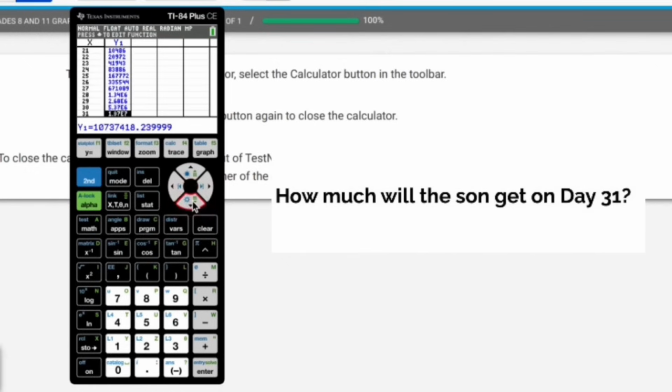Why are kids so freaking expensive? Look at that. Holy cow. That's $10 million. I don't have that kind of money. I'm not PewDiePie over here.